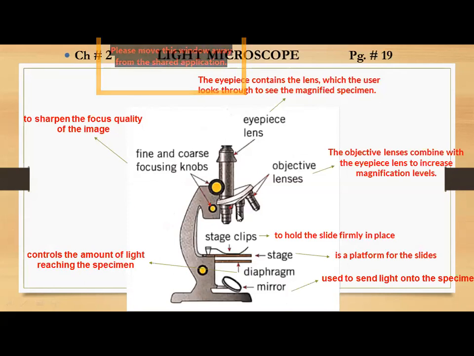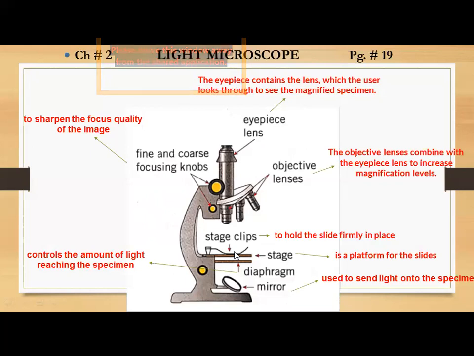Beside these focusing knobs, you can see three other lenses, and these three lenses are called objective lenses. Why are they called objective lenses? Because these lenses are in front of the object. The function of the objective lenses is that they combine with the eyepiece lens to increase the magnification level. They can magnify the image of the specimen that is placed on the stage.